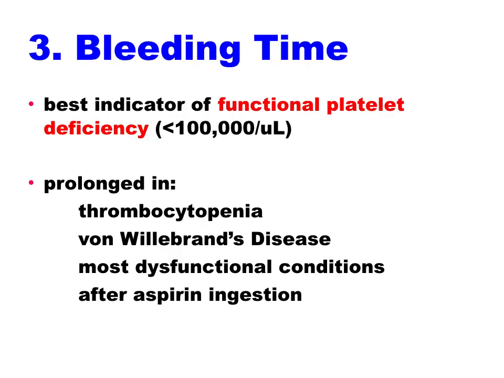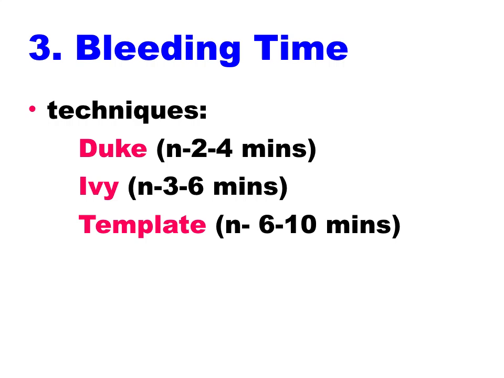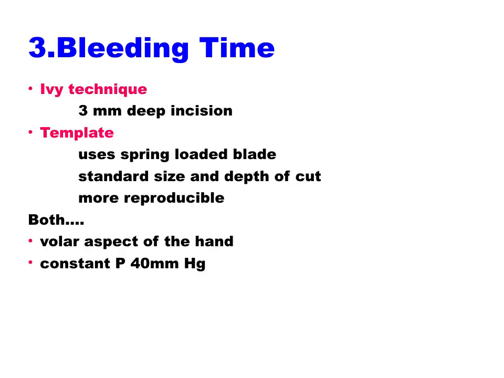Let's look at bleeding time. This is actually the best indicator of functional platelet deficiency, if the level falls to less than 100,000 per uL. And we can see that bleeding time is prolonged in the following conditions that are listed here. There are three techniques that we will be studying today. We have the Duke's technique, we have the Ivy, and the template with the corresponding normal values. The Ivy technique and template are almost the same or they are similar.